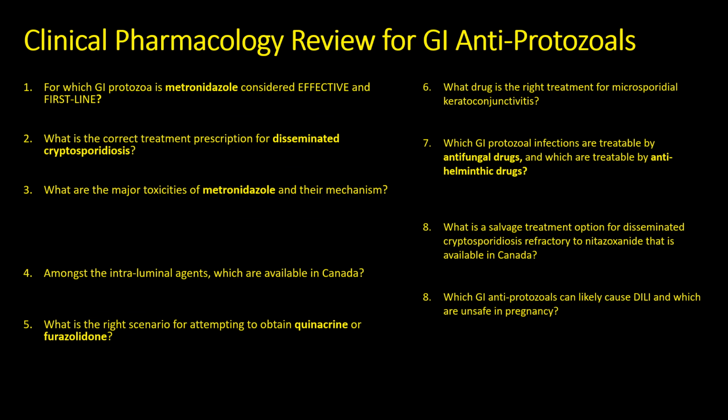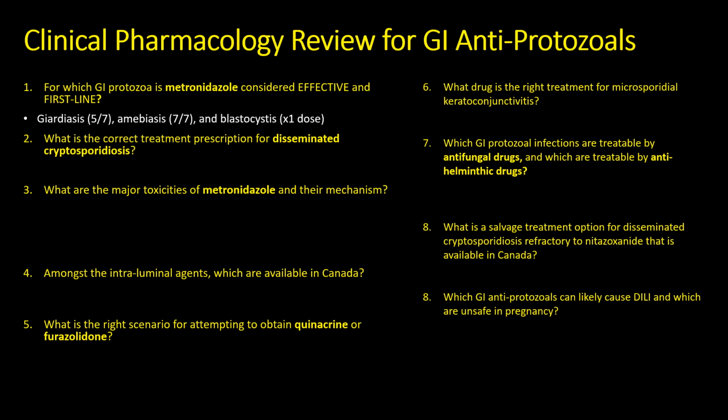So let us review some clinical pharmacology for these GI protozoal infections before we wrap up. Question 1. For which GI protozoa is metronidazole considered effective and first line? Remember, we can use metronidazole for non-coccidians, but it is first line for Giardia, Entamoeba, and Blastocystis in particular. Balantidium coli might be treatable, but tetracycline is typically preferred.